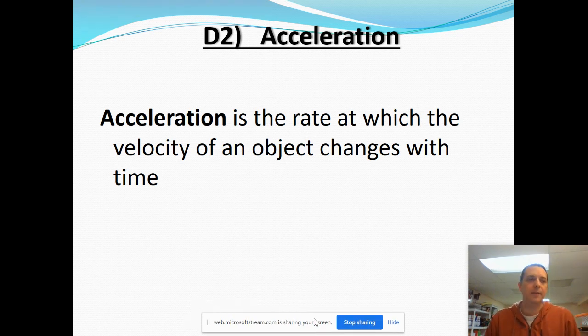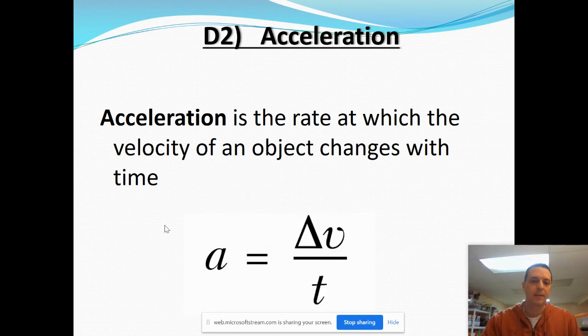All right, in this set of notes, we're going to take a look at acceleration. And acceleration is the rate at which the velocity of an object changes with time. Symbolically, we see this in our reference tables. Acceleration equals change in velocity divided by time.